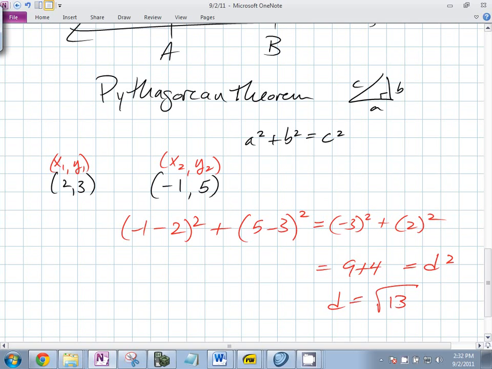What does this formula allow you to do? Yeah, any 2 points. It allows you to find the distance between any 2 points. Exactly. Okay, so now let's go on to that homework question.